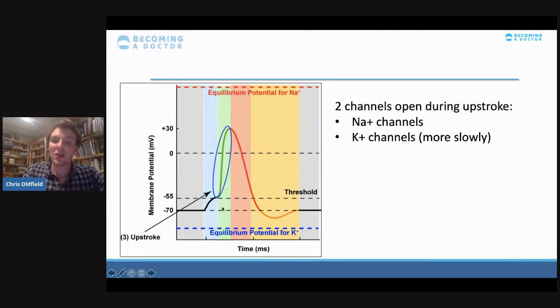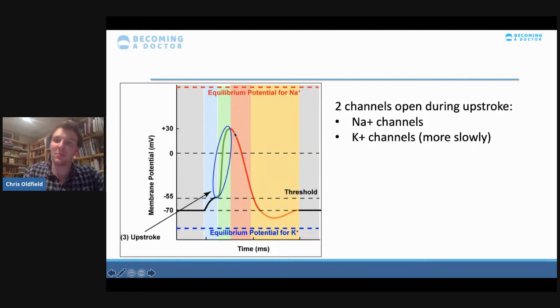So when the sodium channels open, you'll have a rush of sodium from extracellular. And we said here that sodium is positively charged, so that will increase the membrane potential by making it more positive. Now the potassium channels open as well. Remember that potassium wants to go from inside to outside, but they take a little bit longer to respond. So that allows this large increase to happen before the potassium channels opening causes this repolarization here.